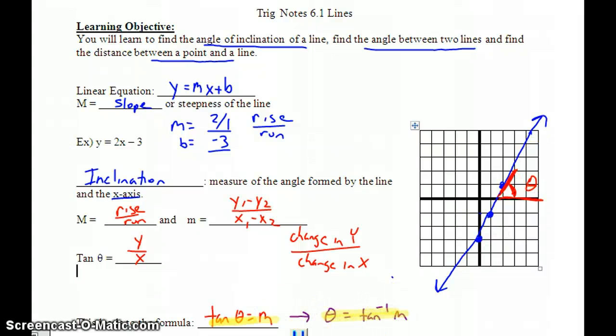So let's apply that to our graph that we just did. If I asked you to find the angle of inclination for this graph, you would look at it and say, okay, the slope of this graph was 2, so if I want to find the angle, I'll use the inverse formula. So the tangent inverse of 2. Plug that into your calculator, make sure your calculator is in degree mode. You would find that's about 63 degrees. So this angle is about 63 degrees. And that's how you find the angle of inclination then.